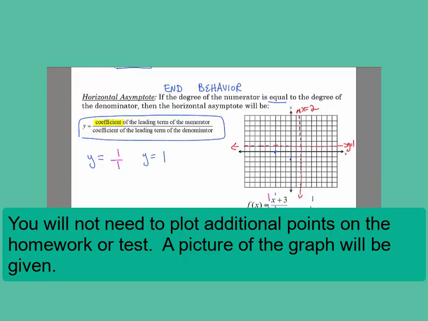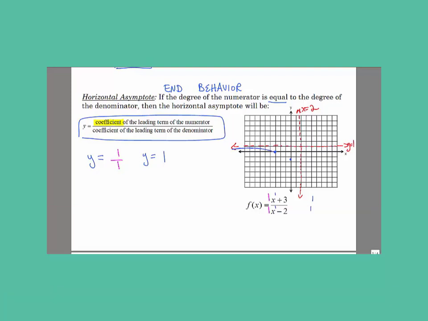We now need to plot some additional points. I'm going to use a calculator to help me. But these 2 points that we have suggest that the graph gets close to the horizontal asymptote and then continues downward close to the vertical asymptote. Remember, the graph will never cross a vertical asymptote.